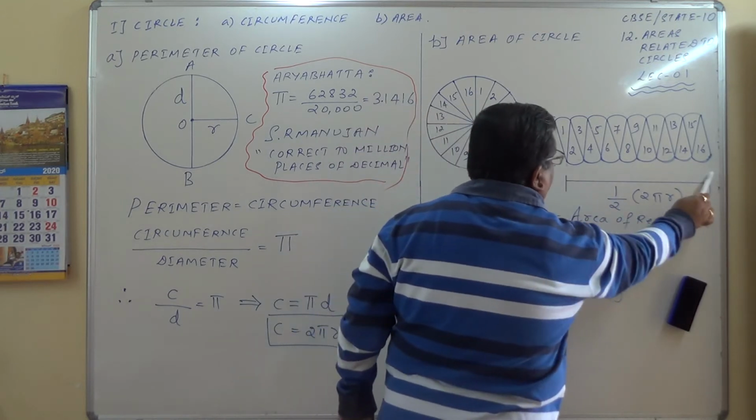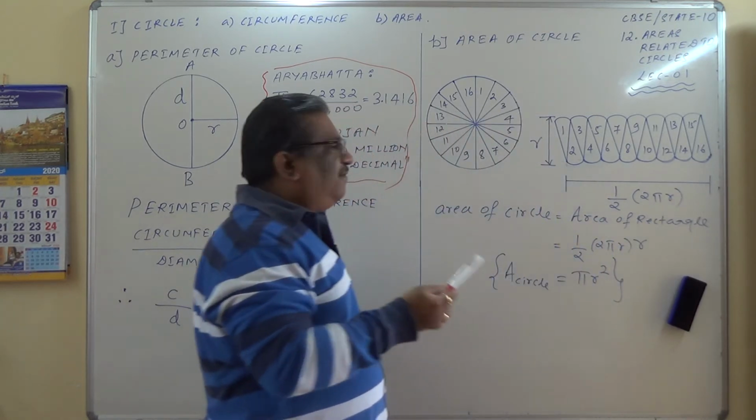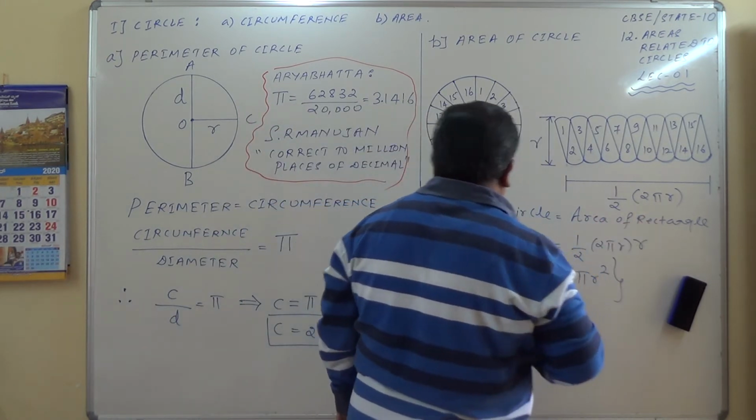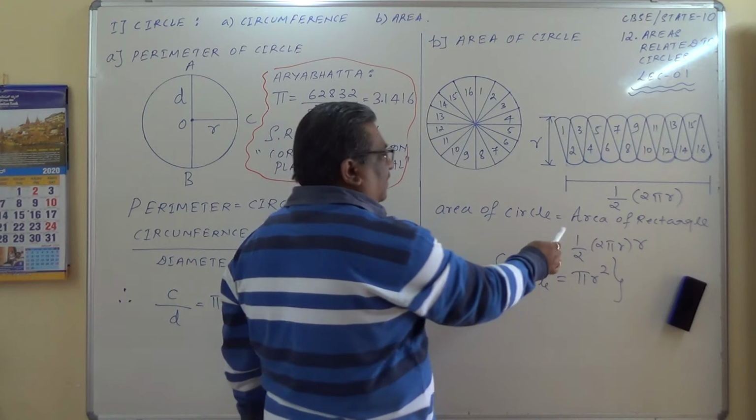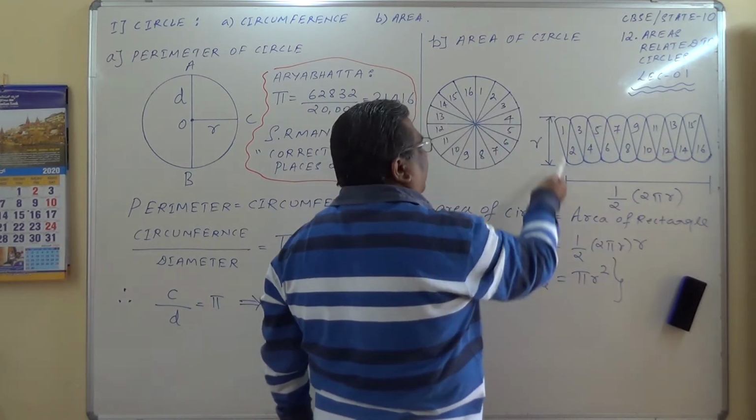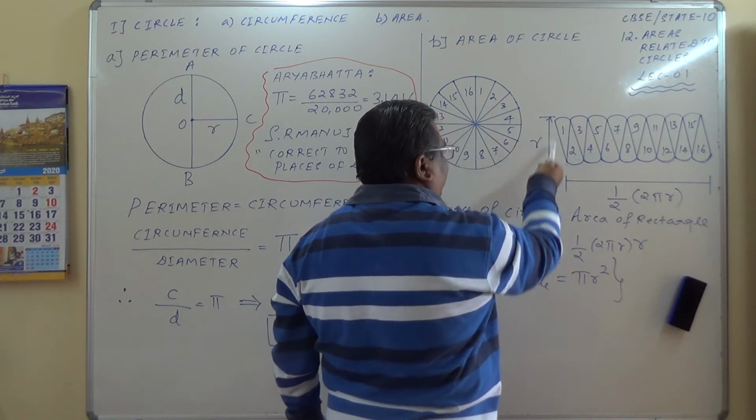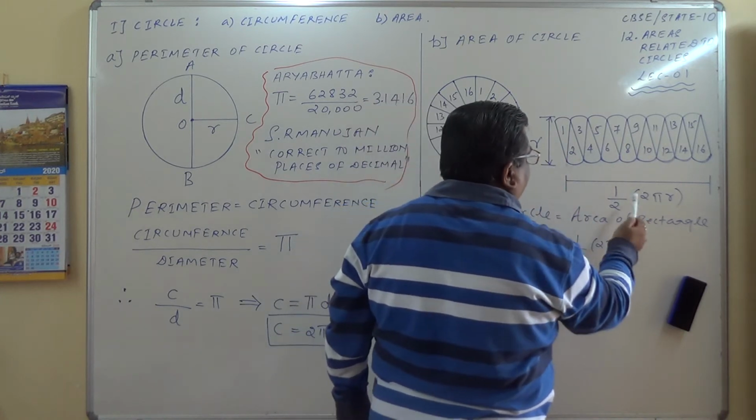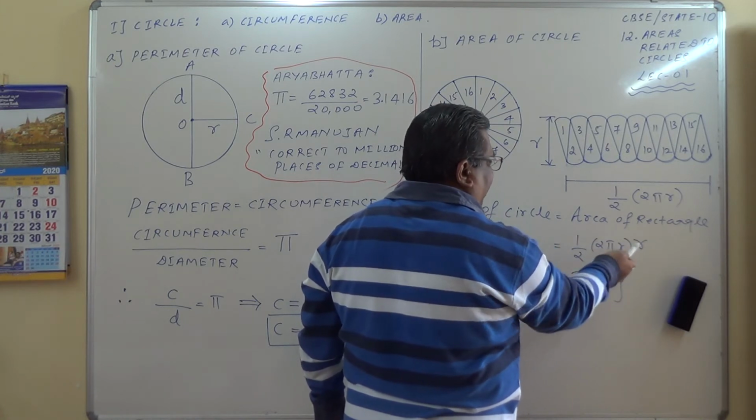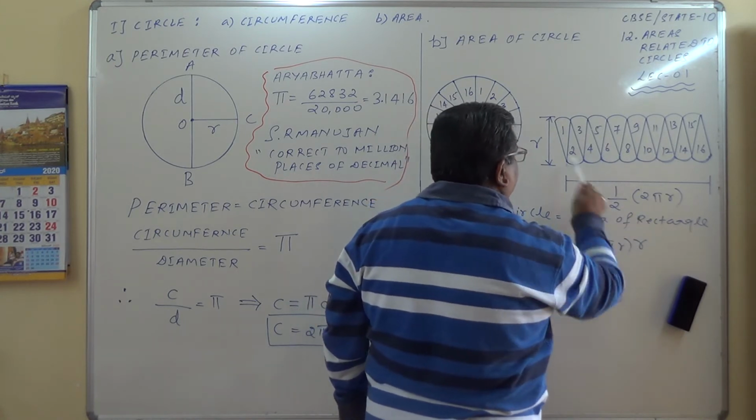So from here to here, the length is half of the circumference, and therefore we write it as half of 2 pi r. So what is the area of the circle now? If I assume this to be a rectangle, then its area is length into breadth. The breadth is the radius r here, and the length is half into 2 pi r. Therefore the area of the rectangle is half into 2 pi r into r. This is the length and this is the breadth.